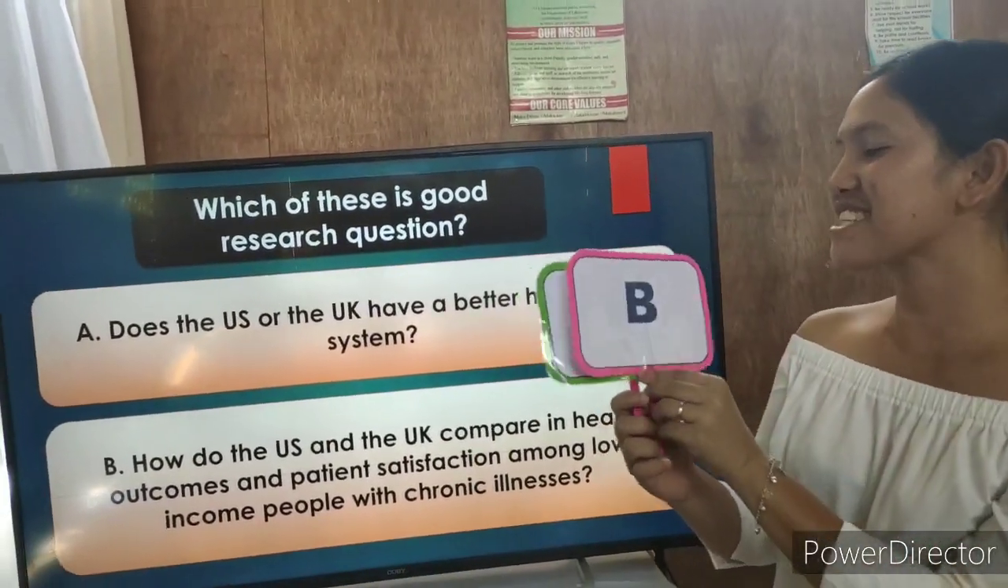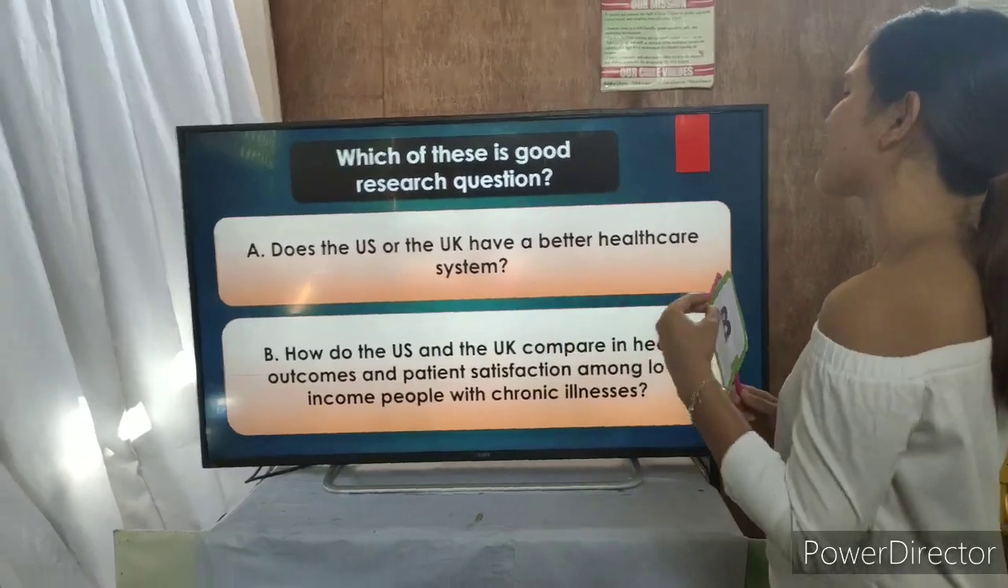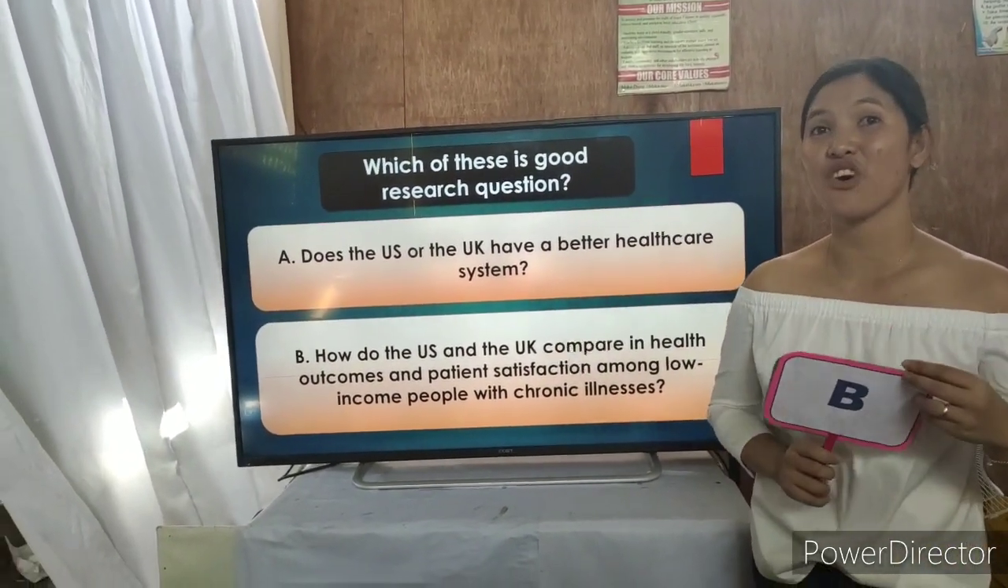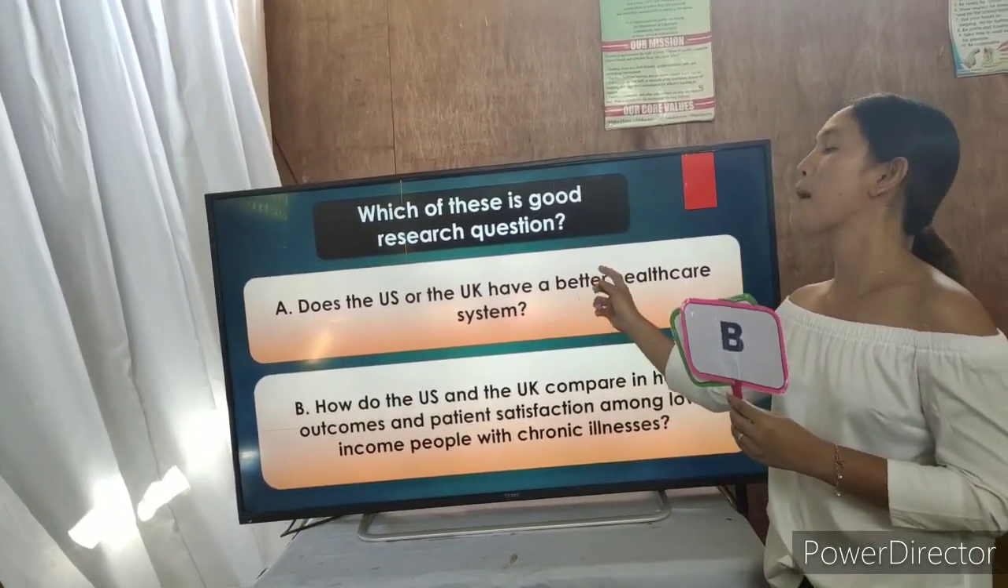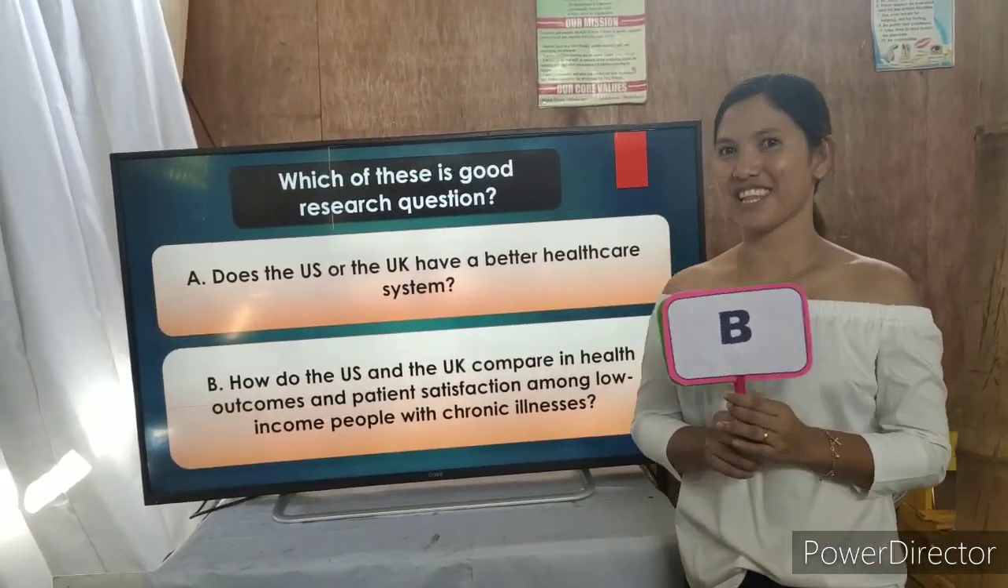The answer is letter B. It was discussed a while ago that a research question is not answerable by yes or no, and do not use subjective words like better, best, good, worst, and okay, etc.